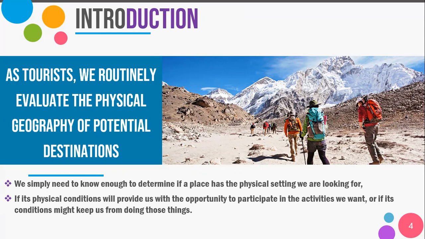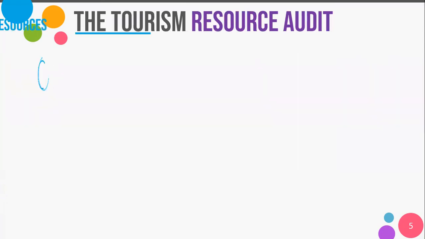We simply need to determine if the place has the physical setting that we are looking for. If the physical condition satisfies what we need, you will participate in the activity. For example, just like I said before, if you go to central New York and there is no place to go hiking, then you will not go hiking because there are no physical conditions that help you go for hiking. Or it is a condition that might keep us from doing that kind of thing. That kind of thing is known as a physical barrier. After this, we will learn what a physical barrier is.